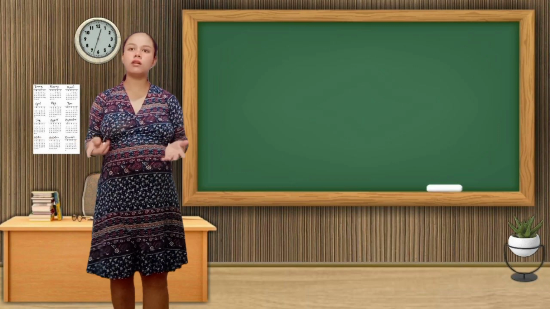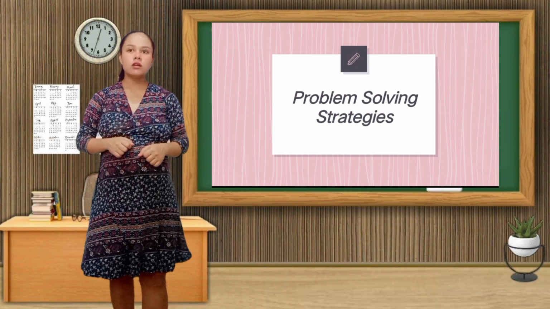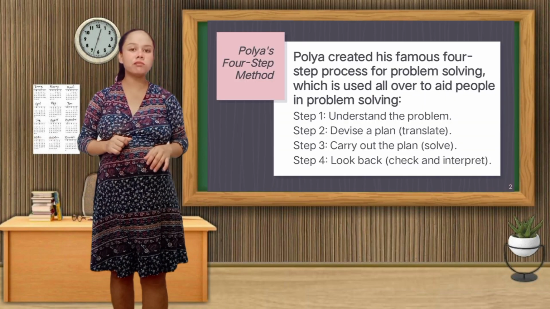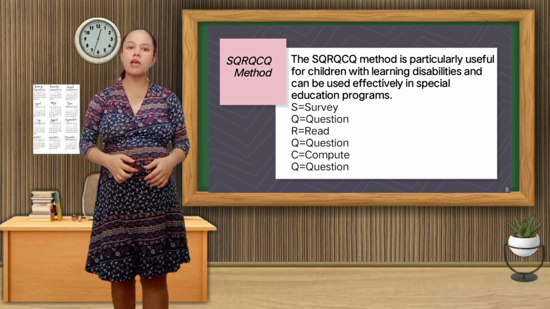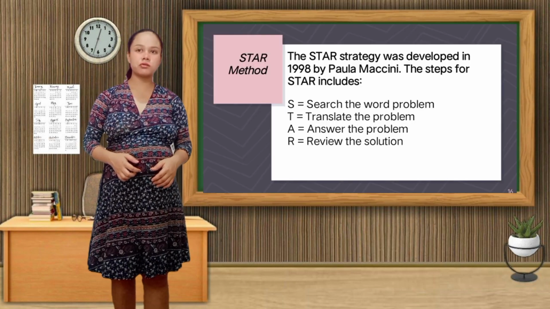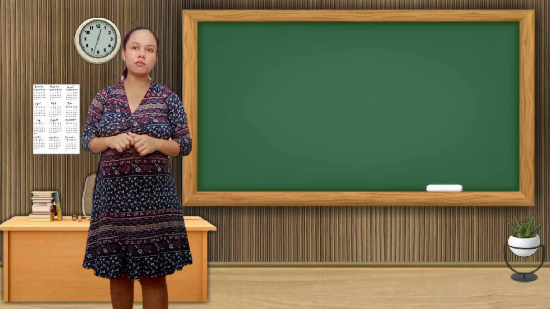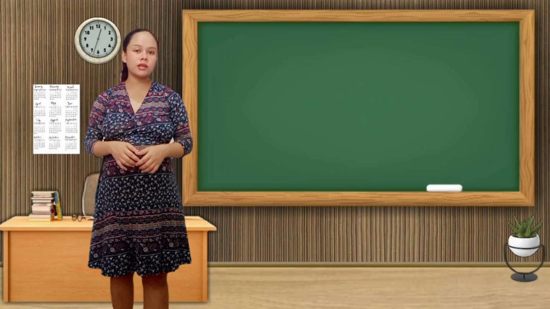In this video, we're gonna focus on the three problem-solving strategies. First is Polya's four-step method. Second is the SQRQCQ roadmap. And third is the STAR strategy. I will discuss first Polya's four-step method together with an example.